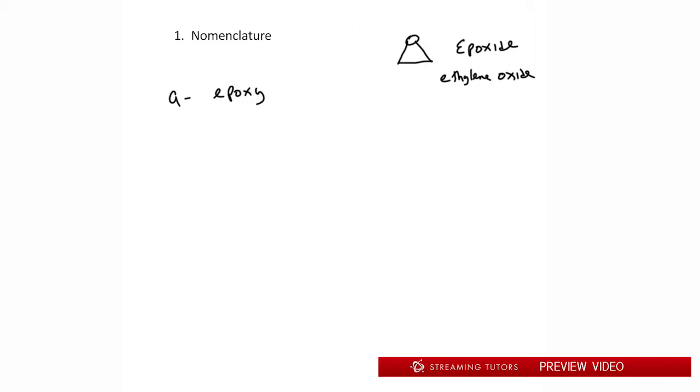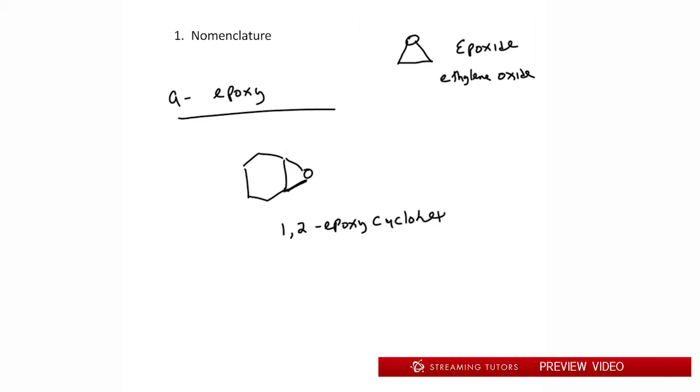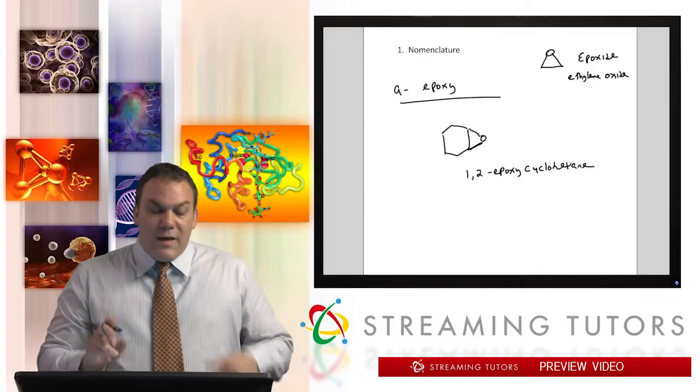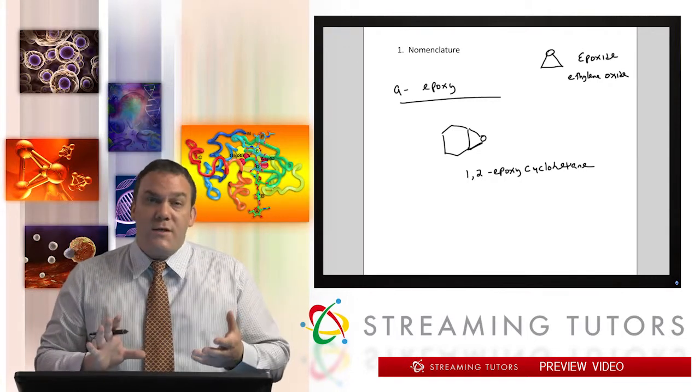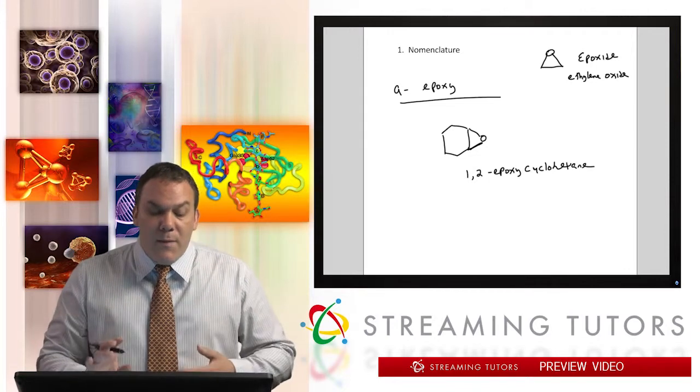Now, epoxy as a substituent is, for example, let's say I have a cyclohexane and there's an epoxide on it. One way to name this is to say that we have a 1,2-epoxycyclohexane. That's how we would name it. We say the position of the epoxide, 1,2 in this case, and then we use the word epoxy.